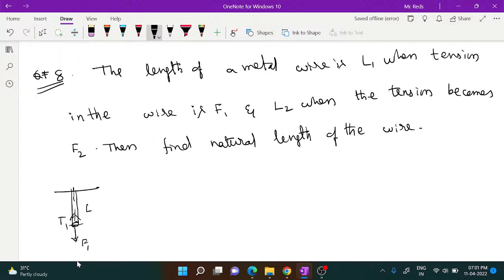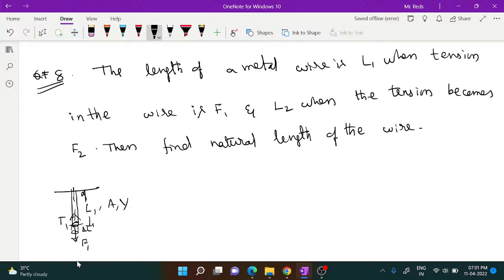So when the length is L1, the tension is this. Because of this, it may have some area of cross section A, and because of its nature, some Young's modulus, etc. So it may undergo some extension, some extension delta L.